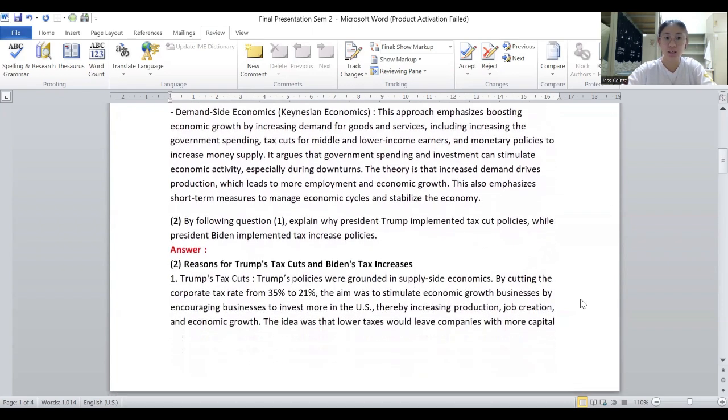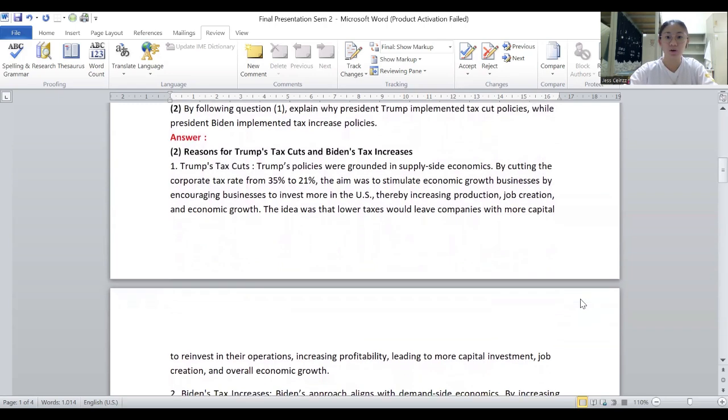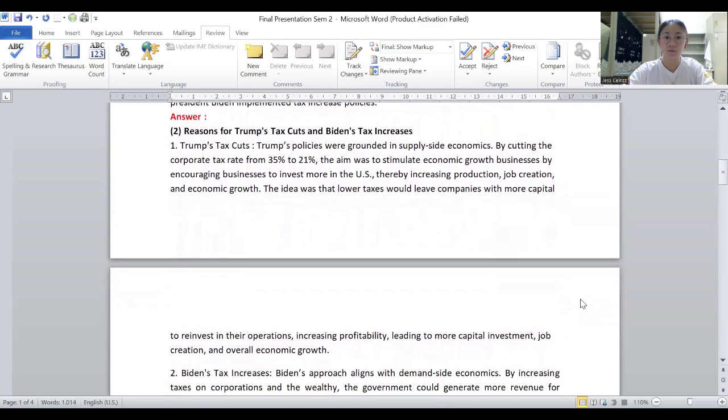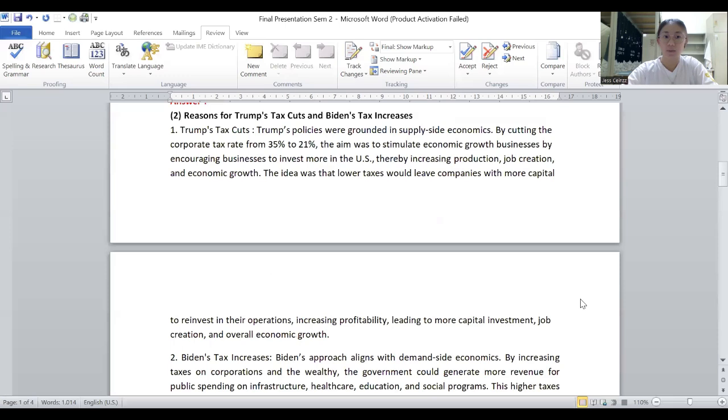The second question is, following question 1, explain why Trump implemented tax cut policies while Biden implemented the tax increase policy. So here is the reason that I write. Let's talk about Trump's tax cut policies first. So Trump's policies were grounded more in supply-side economics.